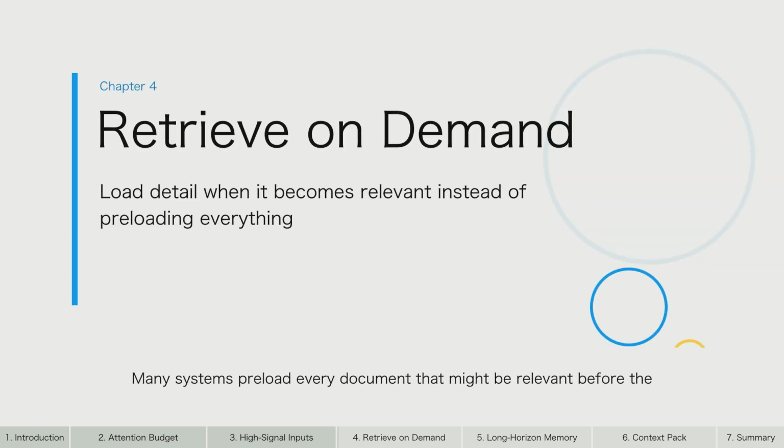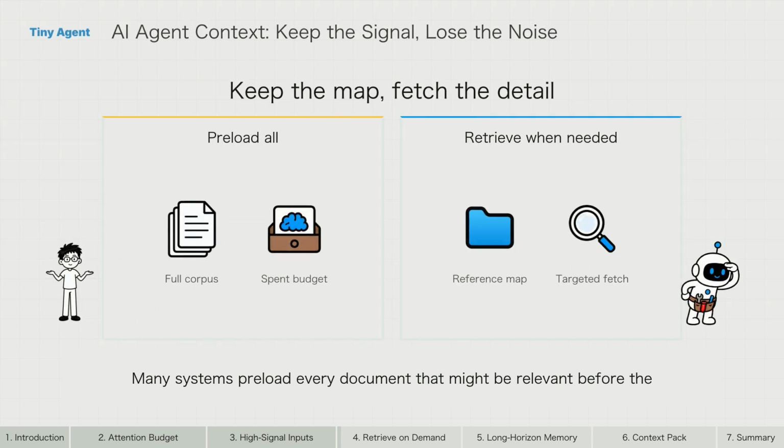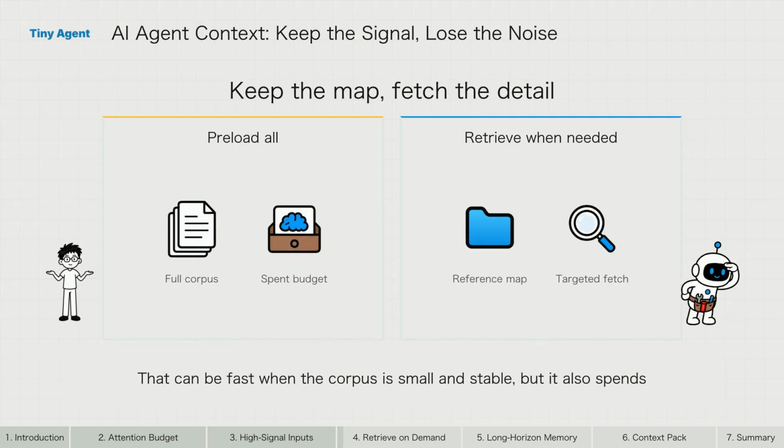Many systems preload every document that might be relevant before the agent starts. That can be fast when the corpus is small and stable, but it also spends the attention budget before the agent knows which detail matters.